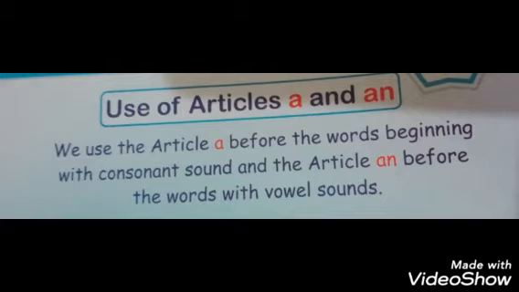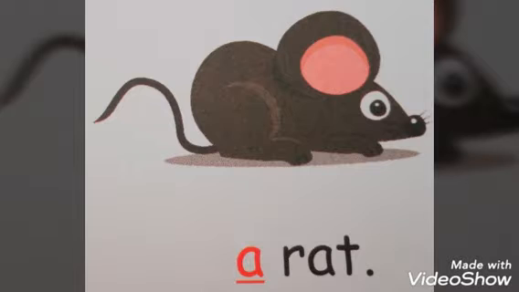If a word begins with a vowel sound, we have to put the article an. And if the word begins with a consonant sound, we have to put the article a. Start with a word and look at its first letter. If it is a vowel sound, we have to put an, and if it is a consonant sound, we have to put a. See some examples.